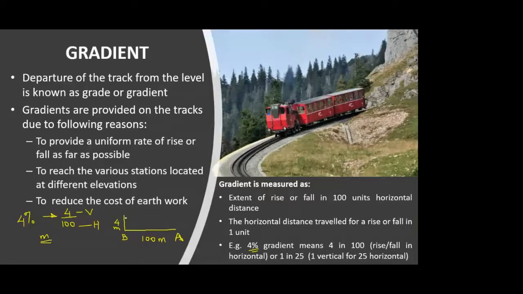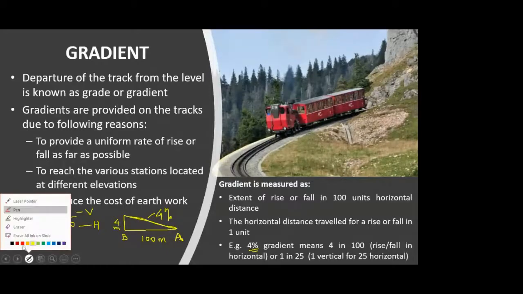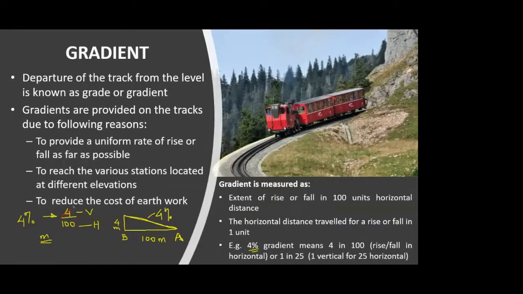So in that case, whatever is this slanting line, that will be my actual sloping surface, and that is the actual gradient. So that gradient is written as a 4% gradient. Okay, so 4% you can just divide it more. If I divide 100 by 4, it comes out to be 1 by 25. So this 4% can also be written as 1 by 25. So again, it's a fraction. In the fraction, the numerator is the vertical, the denominator is the horizontal.